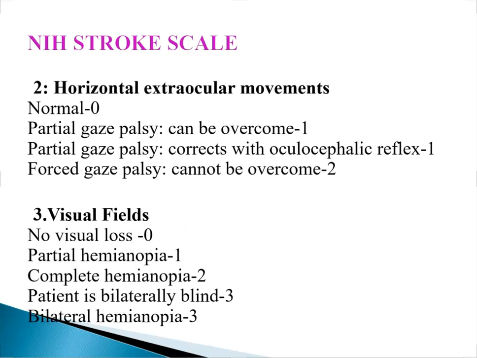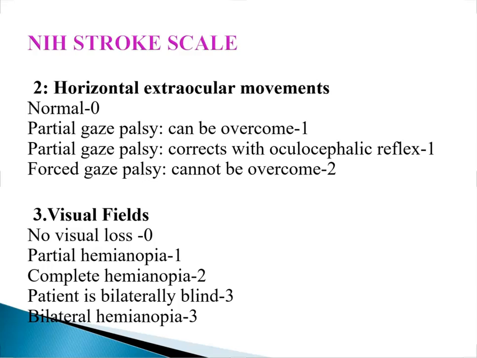The next one is the horizontal extraocular movements. If the patient is normal, it is marked as 0. Partial gaze palsy that can be overcome, score 1. And the partial gaze palsy that is corrected with the oculocephalic reflex, 1. Forced gaze palsy that cannot be overcome at all is scored as 2.